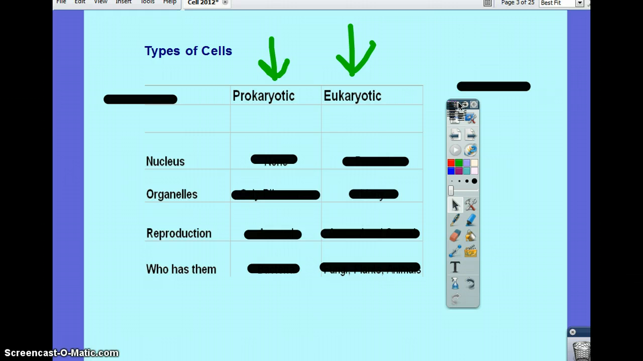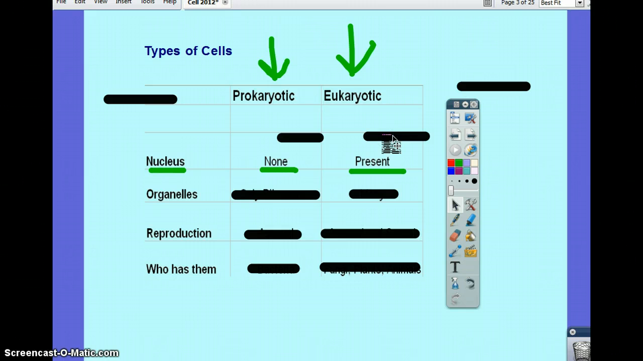All right, so what's the main difference? This is the main difference between eukaryotic and prokaryotic cells. It's what defines them. The prokaryotic cell does not have a nucleus, and eukaryotic does. Think of it: you are eukaryotic, and you know your cells have a nucleus.